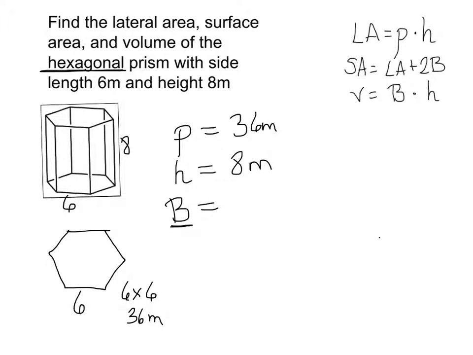And for B, it's the area of the base. So I need to find the area of my hexagon. So area of a hexagon is 1/2 perimeter times apothem. So I already have the perimeter. It's 36. So now I just need to find the apothem.